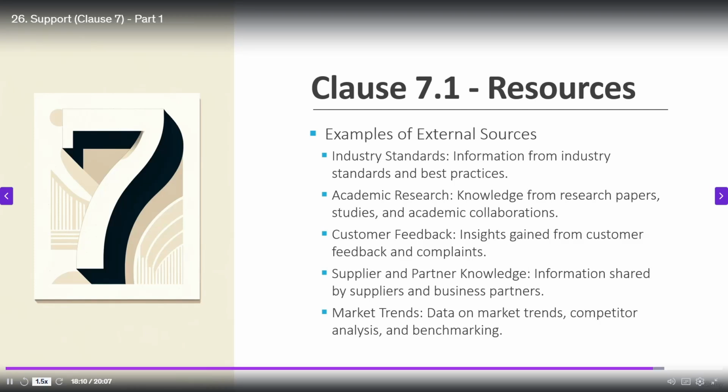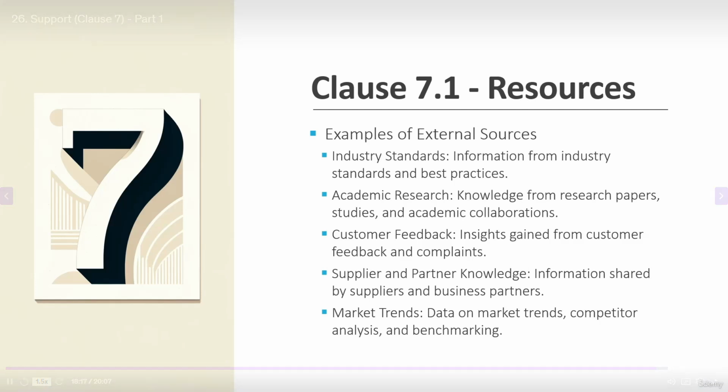Supplier and partner knowledge is another source, and the market trend in general, how your competitors are doing and benchmarking against best in class. So these are the types of external sources for organizational knowledge. This was the sixth component in 7.1, which is resources, and we are talking about organizational knowledge.